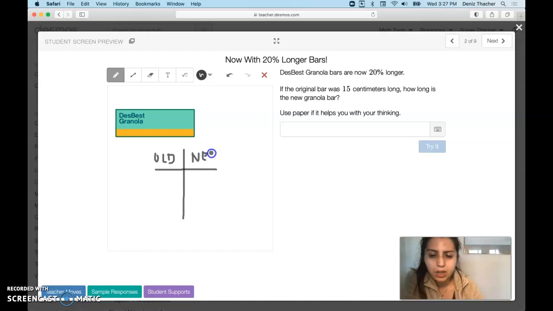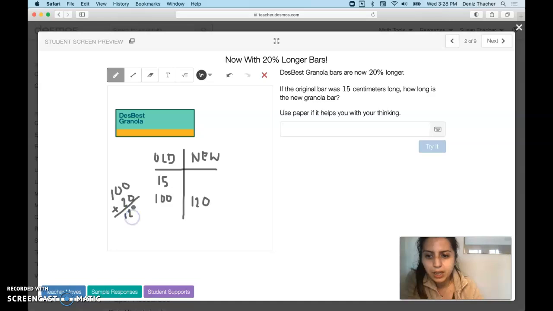Based off the information that I read, I know that the original bar was 15 centimeters long. So underneath old, I'm going to write 15. And underneath 15, I'm going to write 100%. And that's because the original bar, 15 centimeters, was 100% of the original. Now, it tells me that it's 20% longer. So that means my new percentage would be 120. And I can prove that because 100 plus 20, which is the 20% longer, would give me 120.